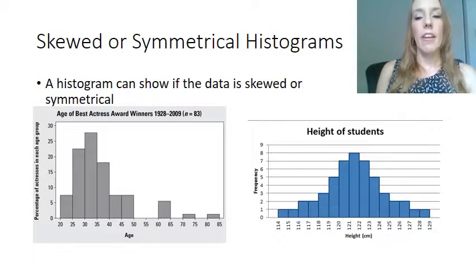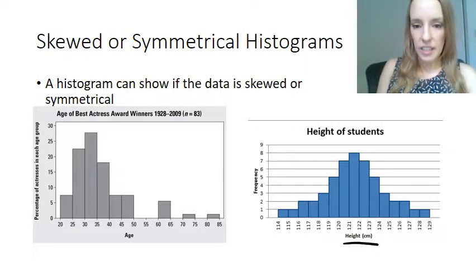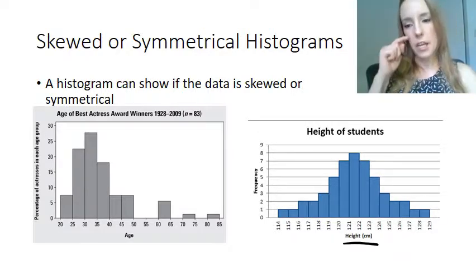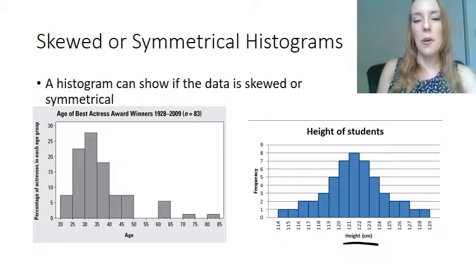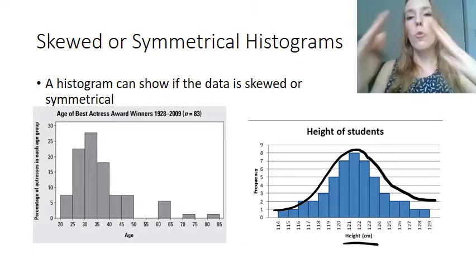Okay, so the other thing that our learning goal was to identify whether histograms are skewed or symmetrical. This just means, is all of our data clumped in the middle, or is it clumped to one side? If you look here at the height of students, so height in centimeters and then the frequency. Obviously these are the kind of students that I want to teach because they're all under 129 centimeters tall. You can see we've got this bell-shaped curve. Our most common values are in the middle there. It's kind of like a normal distribution.